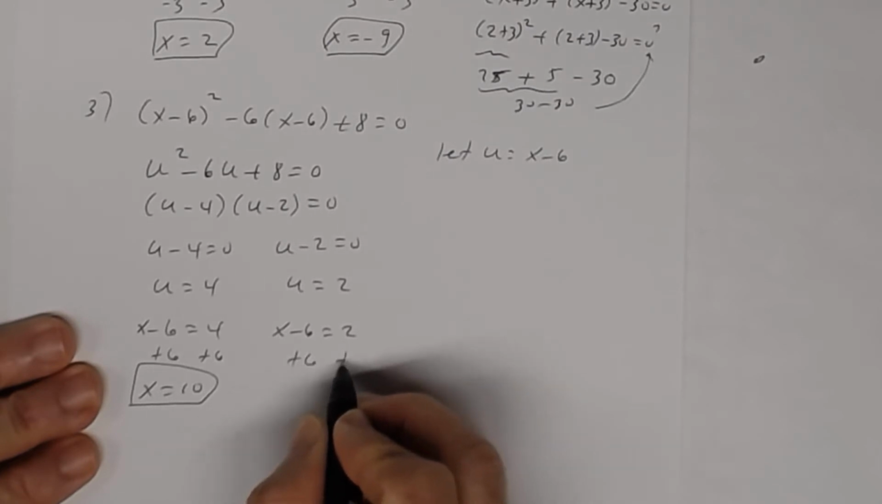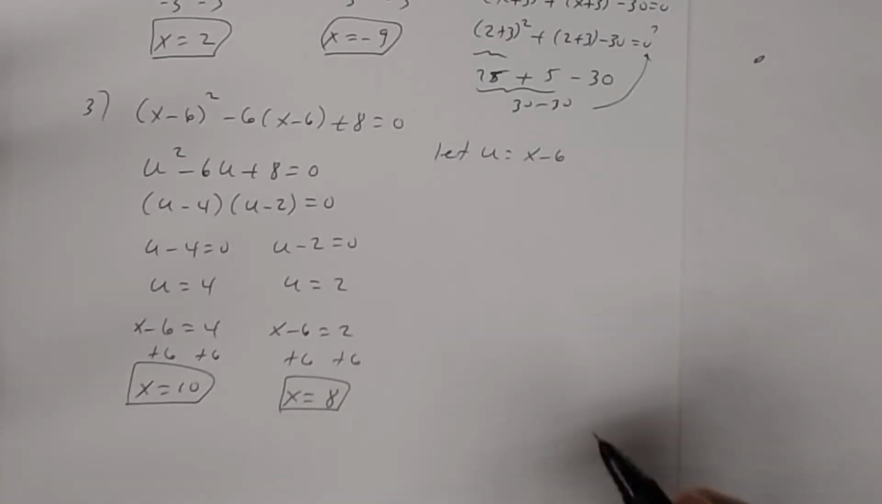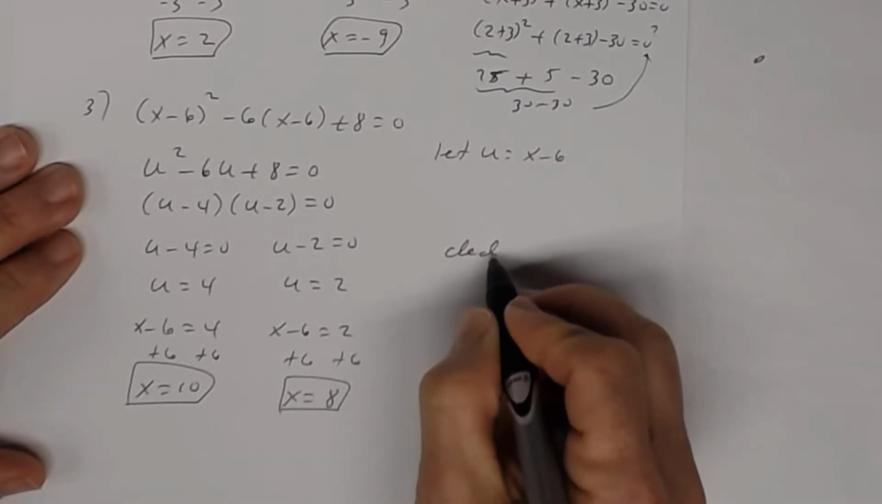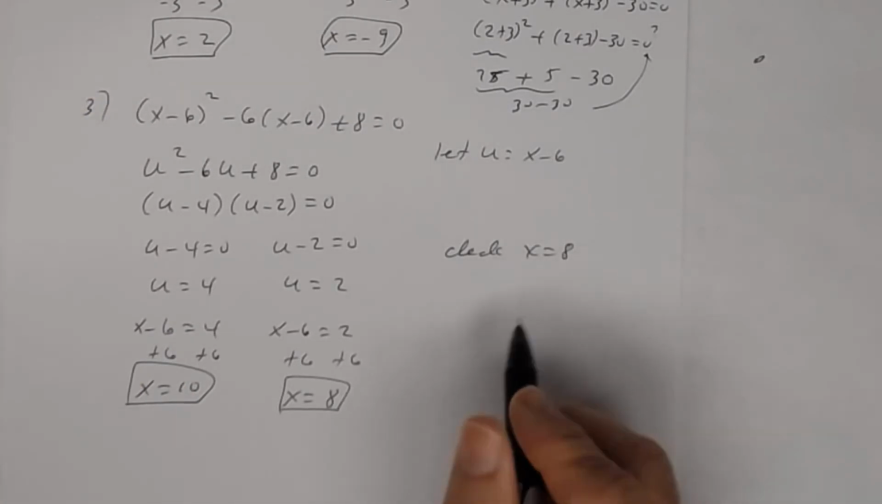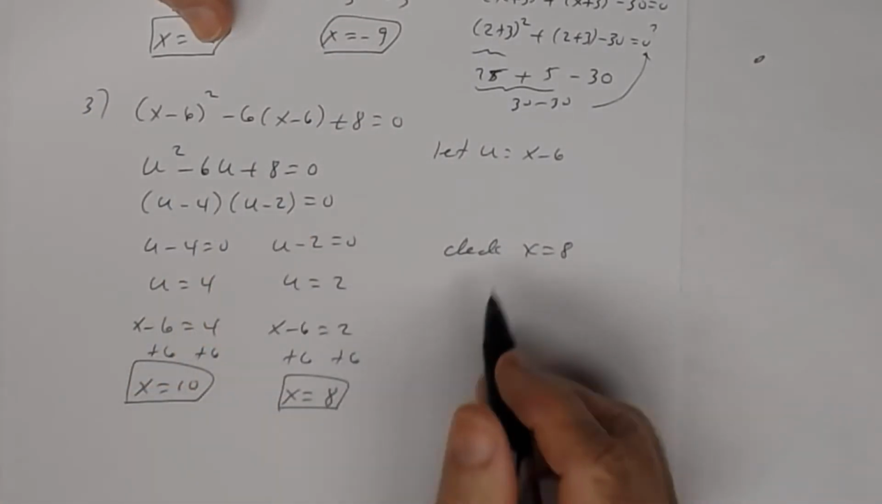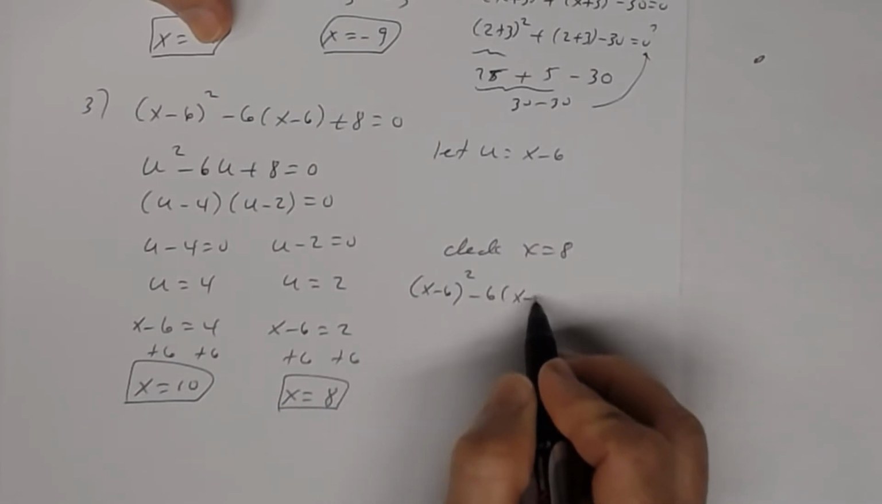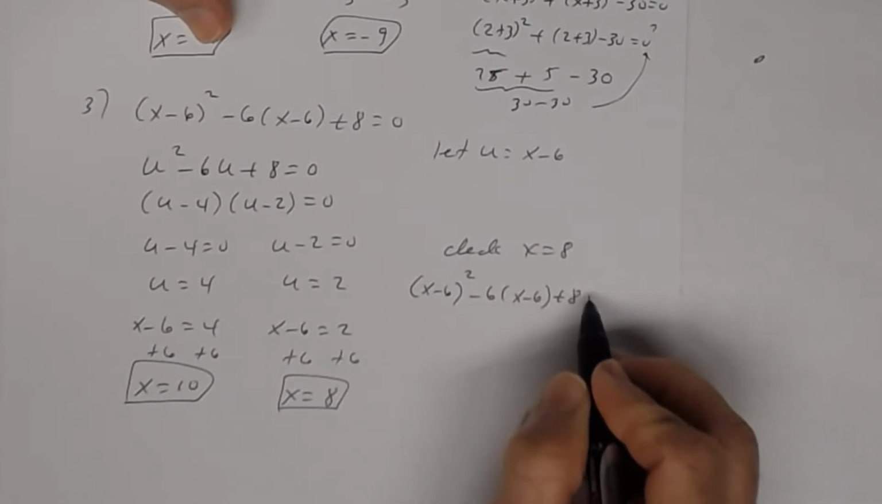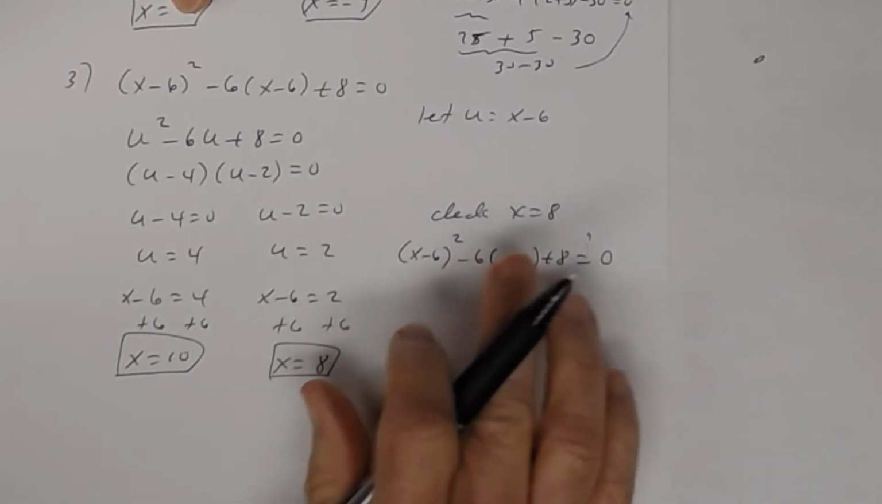Add 6 to both sides, and the other solution is 8. Okay? And let's just check it again. Let's just check one of them. Let's check x equal 8. So when I check x equal 8, always go back to the original. So we have x minus 6 squared minus 6 times x minus 6 plus 8, and I want to see if that side is going to equal 0. So wherever you see the variable x, I'm going to substitute 8.